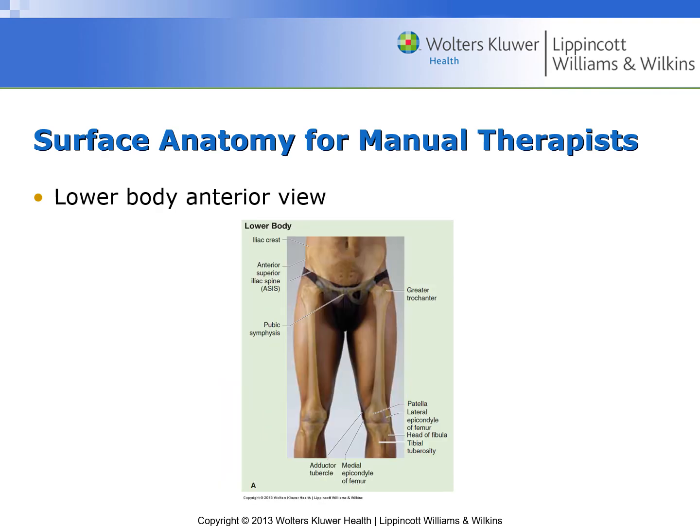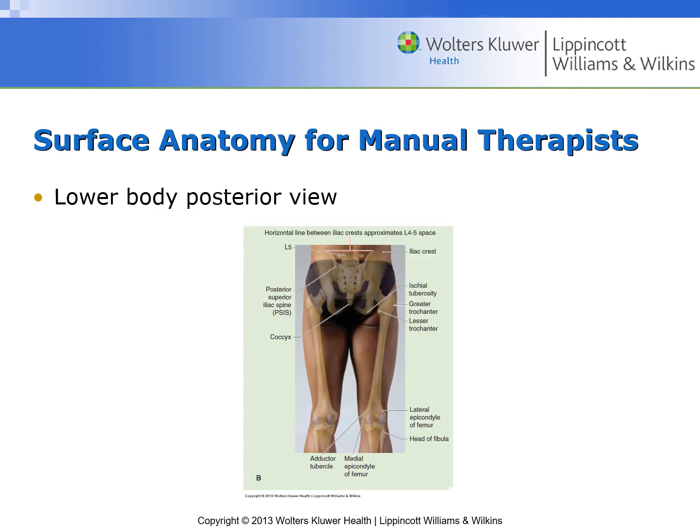And from the lower body anterior view, beginning from the left-hand side, most superiorly, we see the iliac crest, the anterior superior iliac spine, the pubic symphysis. We also see on the right-hand side the greater trochanter. We also see the patella, the lateral epicondyle of the femur, the head of the fibula, and the tibial tuberosity. Also, we can see the adductor tubercle and the medial epicondyle of the femur.